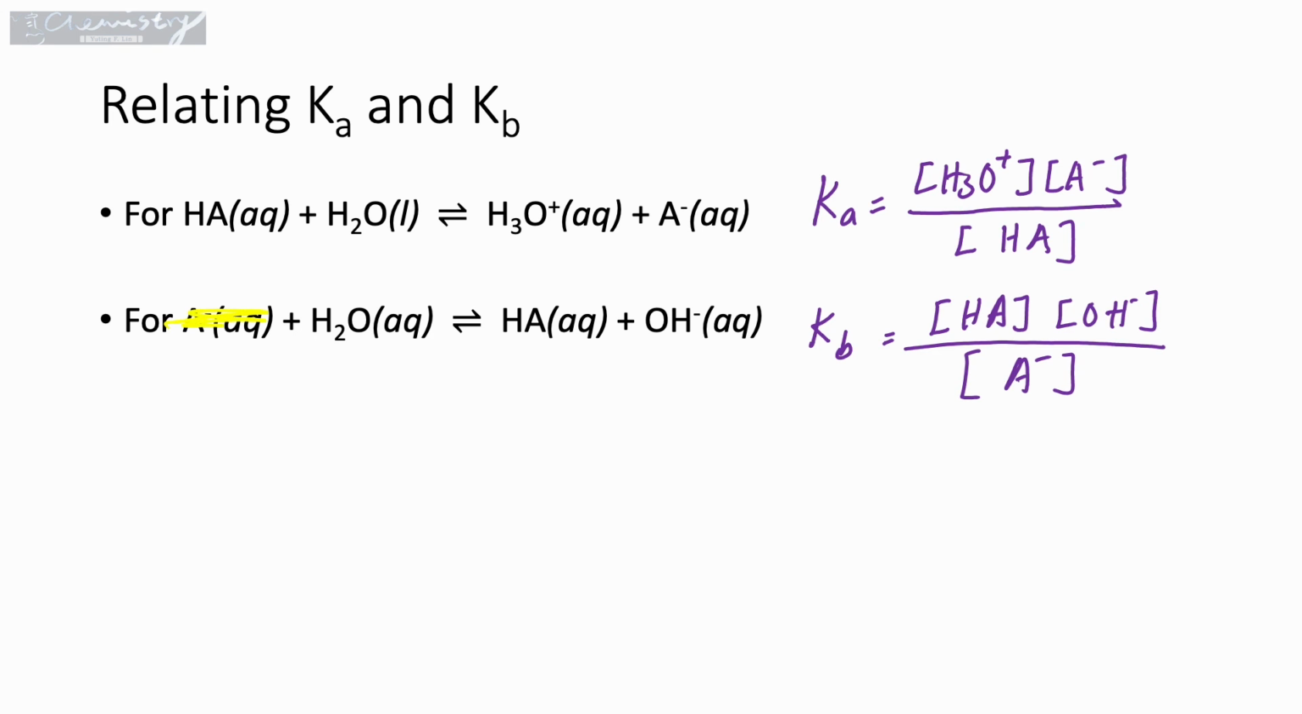So this is the base, it gains a proton. This is the acid, it loses a proton. This is the acid, it loses the proton, and the base gains a proton. So between Ka and Kb, we can imagine that we can multiply them with each other. And then, so if we multiply Ka and Kb, then we can find that, okay.